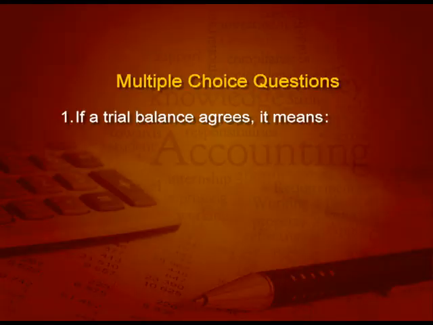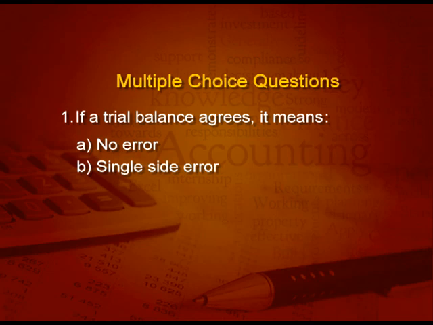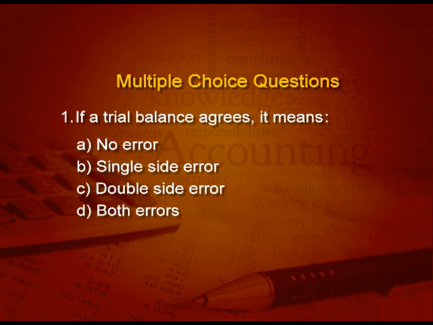Now, let us do some multiple choice questions also. Question number 1. If a trial balance agrees, it means: A, there is no error; B, single sided error; C, double sided error; or D, both types of errors, single and double. Now, yes, the answer is double sided error, because in case of a single sided error, the trial balance will not agree. So, the answer is double sided error.